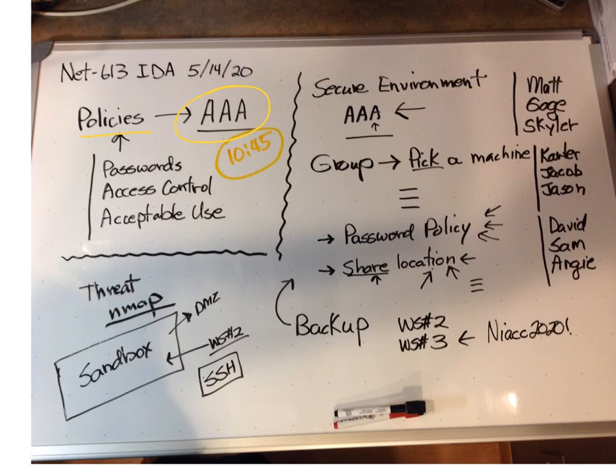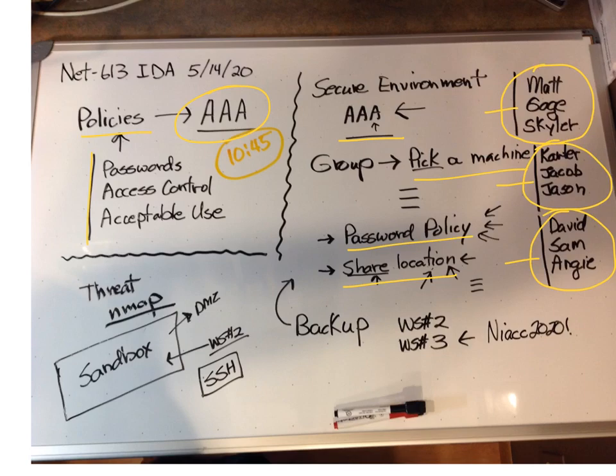We talked about authentication, authorization, and accounting, passwords, access control, and acceptable use. So we split into groups, the people that were available today. And then they picked a machine. Each group picked one of the Linux machines, and they start working on this. Okay, so they picked a machine, they're setting up a password policy, they're going to set up a shared location. It's similar to the lab that they were to do in class.